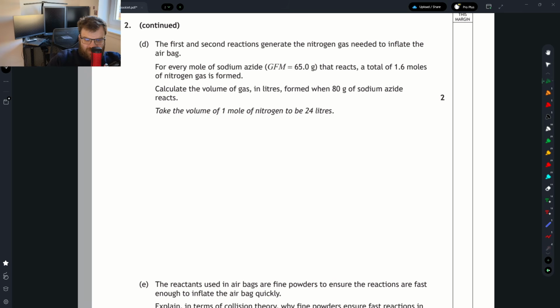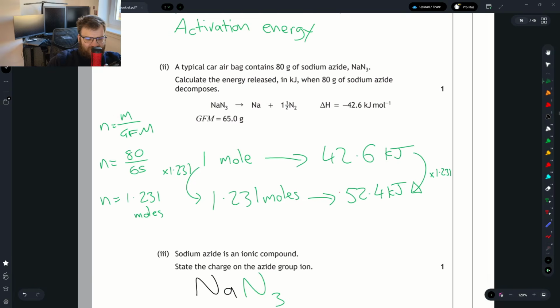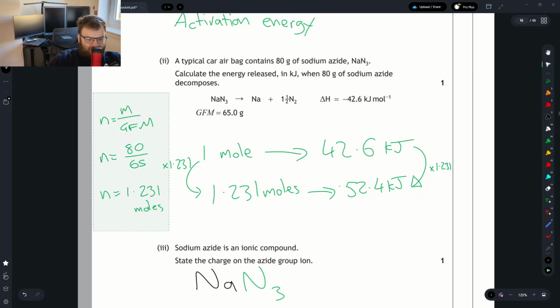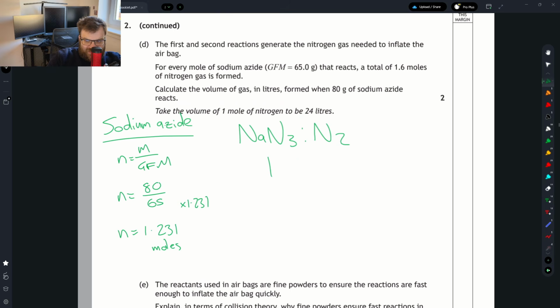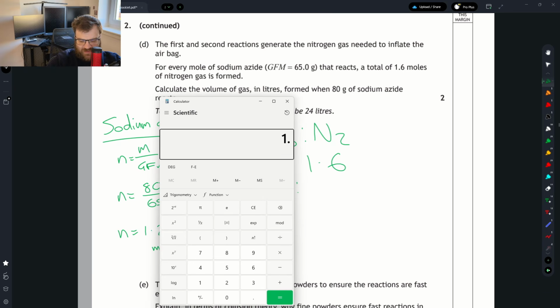Next one, here we're given a bit of a ratio. We have to work out how much nitrogen gas is formed from 80 grams of sodium azide. Now, we already did the number of moles calculation at the beginning, so I can just borrow that again. Question tells us that it's a 1 to 1.6 ratio. That means we would take our 1.231 and we need to times it by 1.6 to scale it up, because the right hand side has to be bigger.